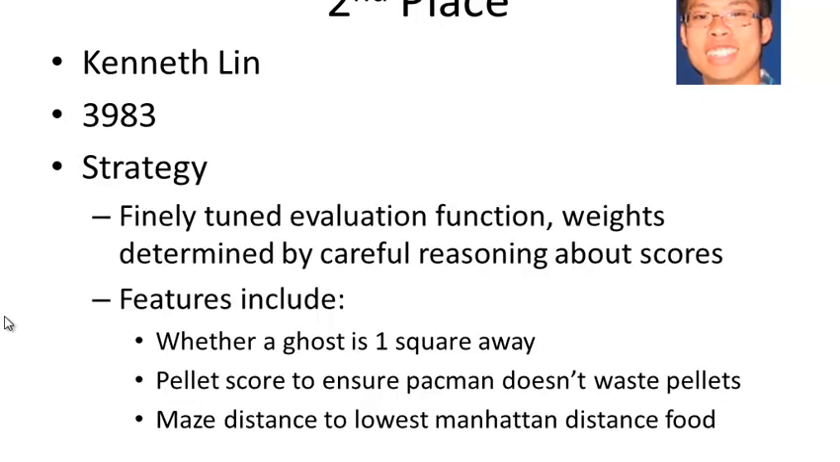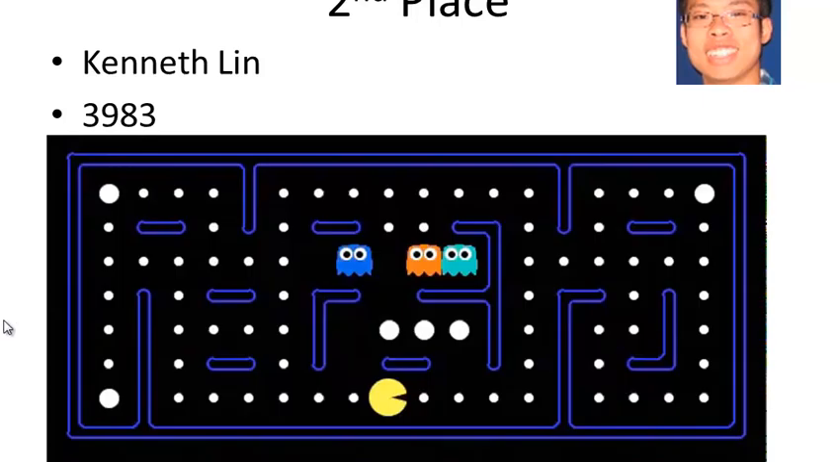Strategy: finely tuned evaluation function, with weights determined by careful reasoning about scores. Features include whether a ghost is 1 square away, a pellet score to ensure Pac-Man doesn't waste pellets, and maze distance to the lowest Manhattan distance food. Let's see how that plays out.